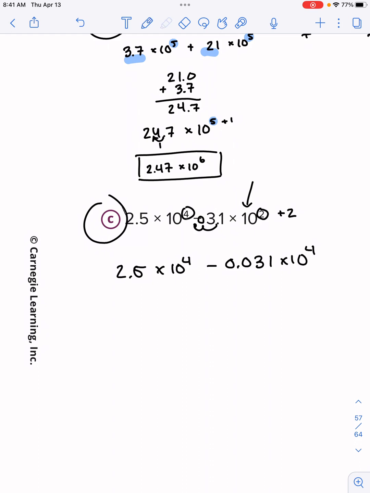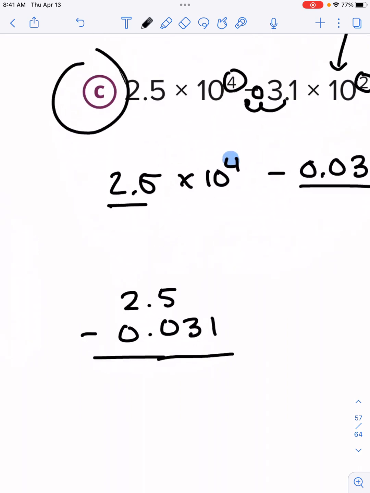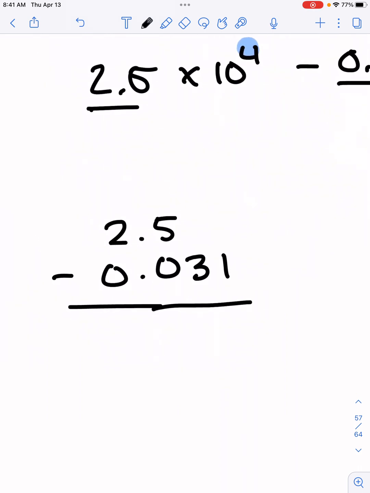Okay, we have the same characteristic. Now we have to subtract these numbers. So we're going to line up the decimal. 2.5, we'll put 0.031. We'll subtract. Now, whenever we subtract, we have to borrow in this case. I cannot take away 1 from 0 and get a positive number. I can't take away 3 from 0 and get a positive number.